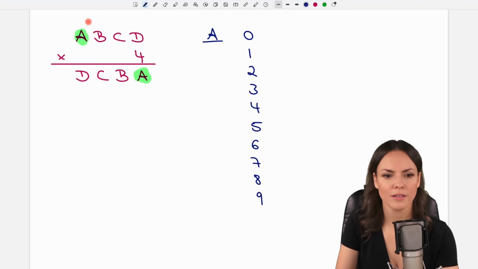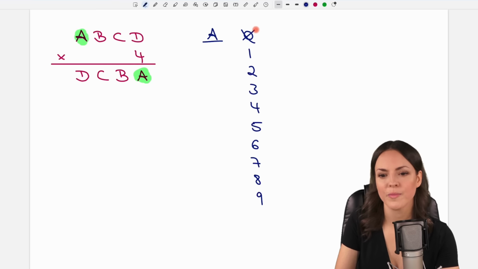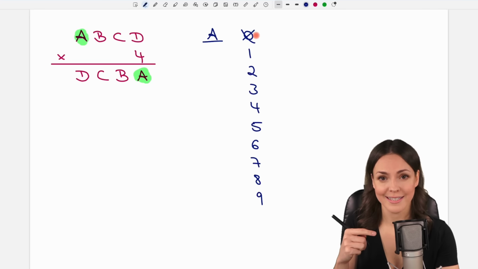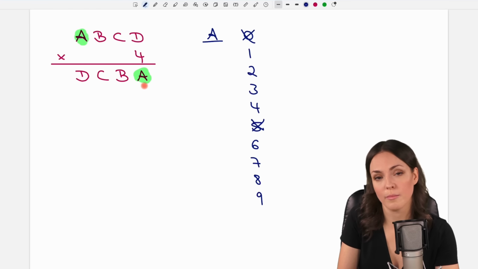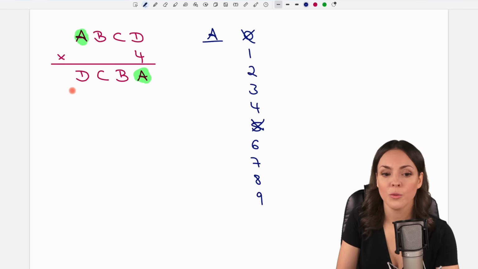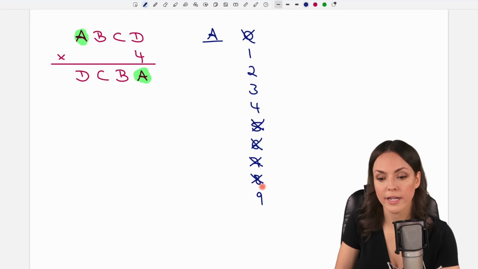What about the 0? Could A be 0? No, it can't. Because if A was 0, then we don't have a 4-digit number, but a 3-digit number. So A can't be 0. But we've already seen in our example that A can also not be 5 because this number would be too big then. We wouldn't have a 4-digit number as a result, but a 5-digit number because 4 times 5 would give us at least 20 here, and then we would have 5 digits. So 5 and all the numbers above don't work as well.